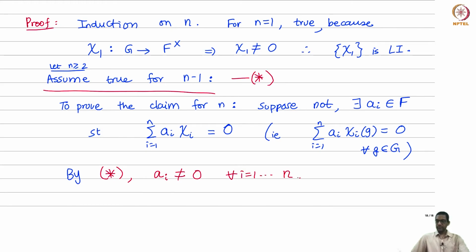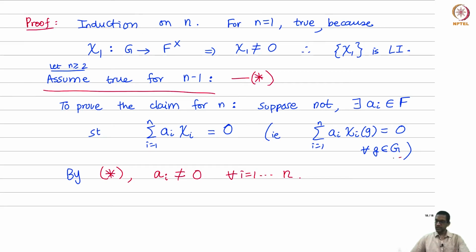Because even if one of them is 0, what you would obtain is a linear dependence relation among n minus 1 or fewer of these chi-i's. But we know that no n minus 1 are linearly dependent. So that's the conclusion: all the AIs are non-zero. That's what we know. Okay, now let's see.